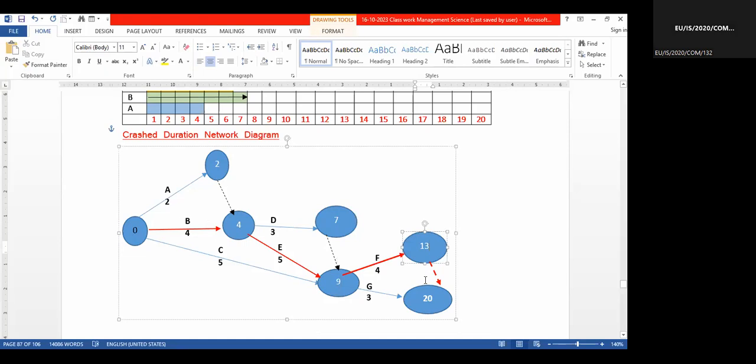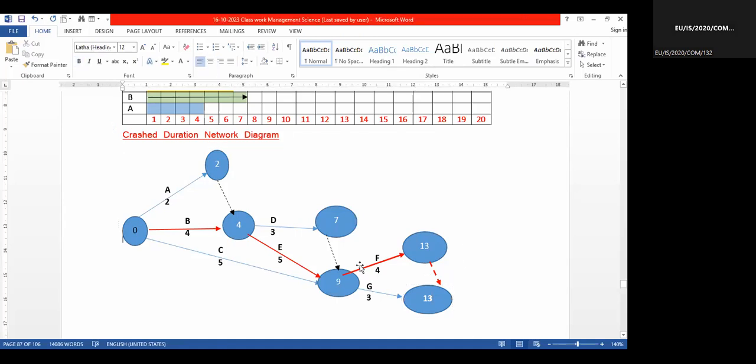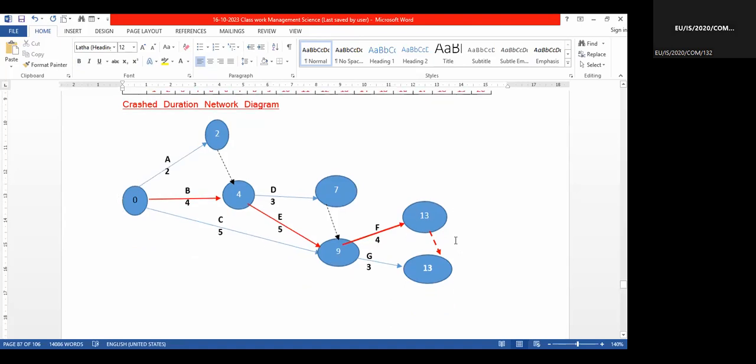13. Now, what is the project completion time? Friends, what is the project completion time according to the crash durations? 13 days. 13 days, not 30, 13 days.